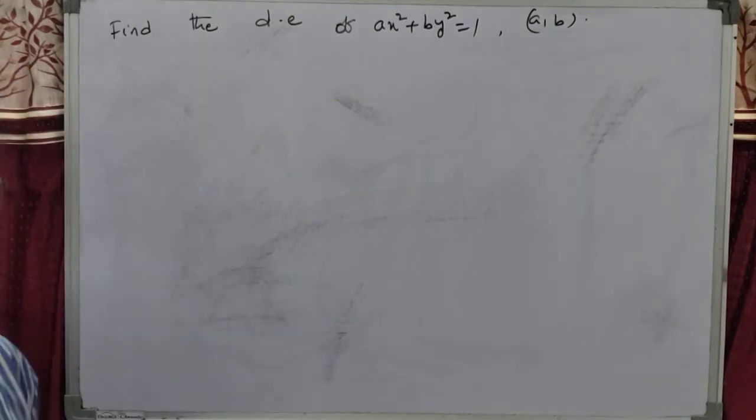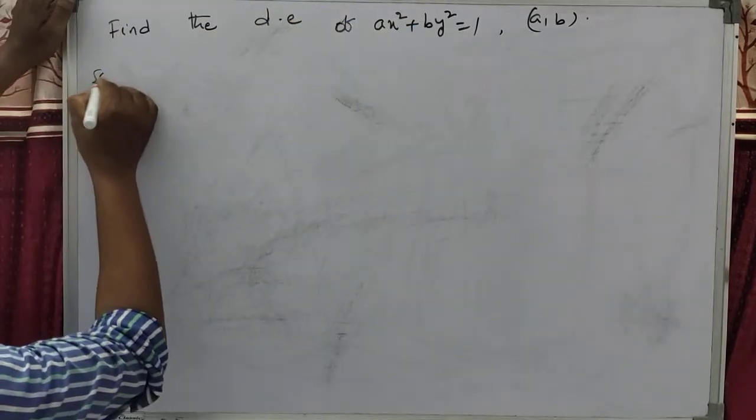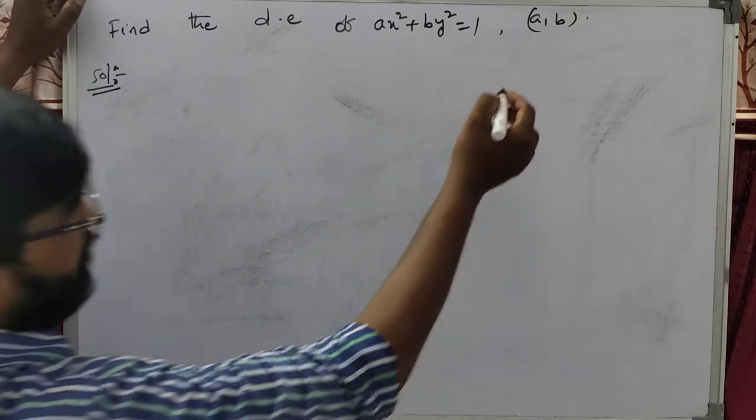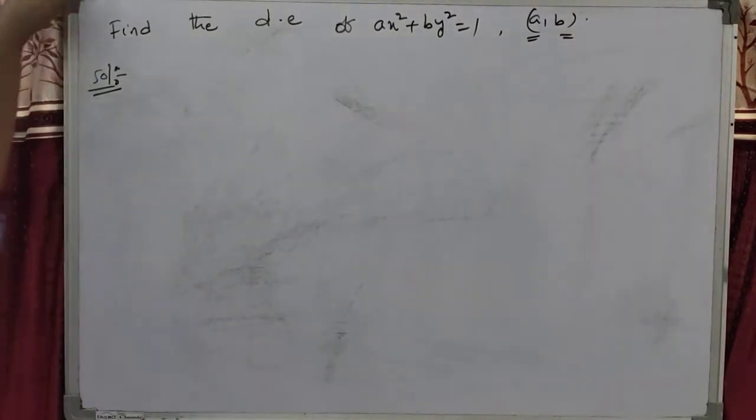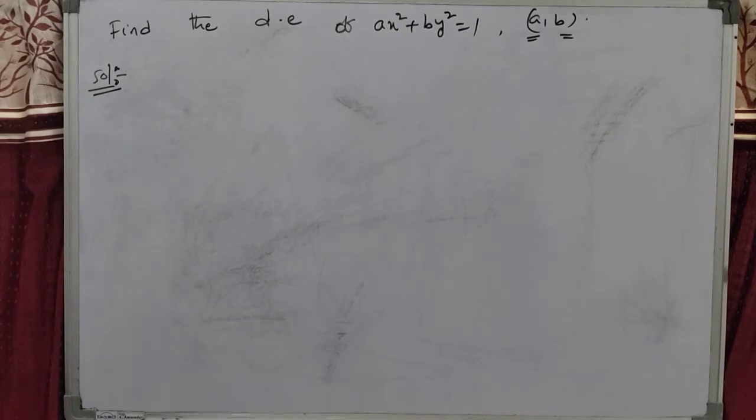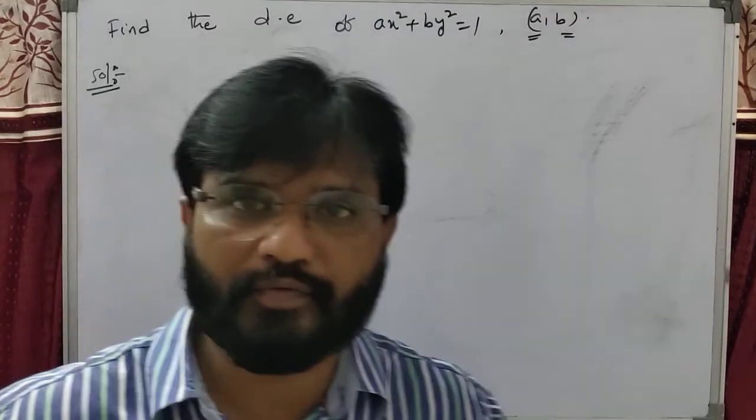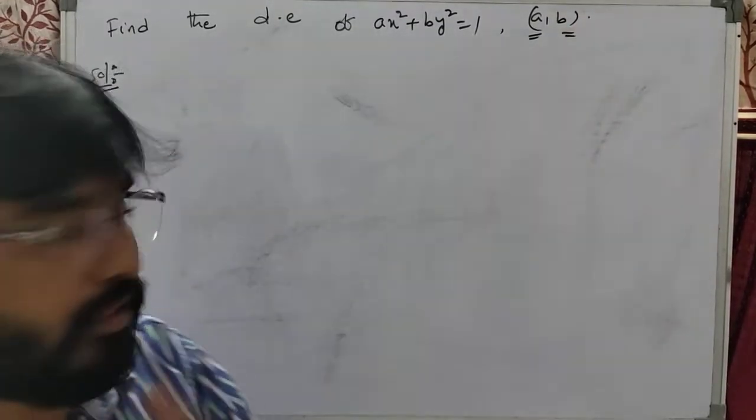Find the differential equation of ax square plus 2by square equal to 1. Okay, students, there are two arbitrary constants, those are a and b. So we find the differential equation of order 2, since the arbitrary constants are 2.